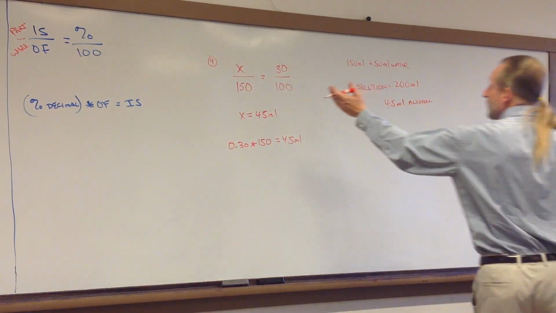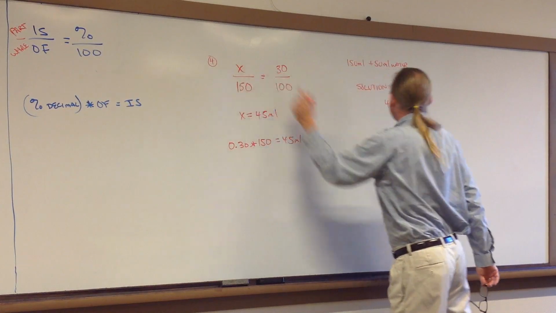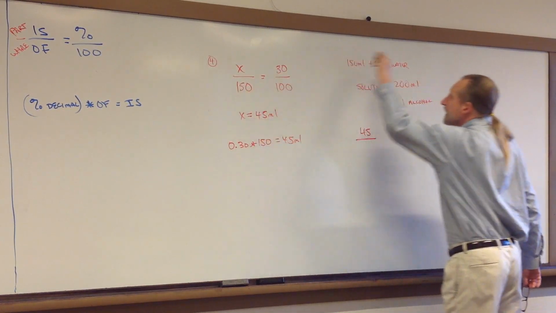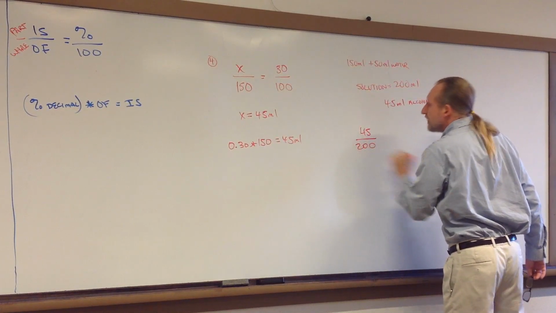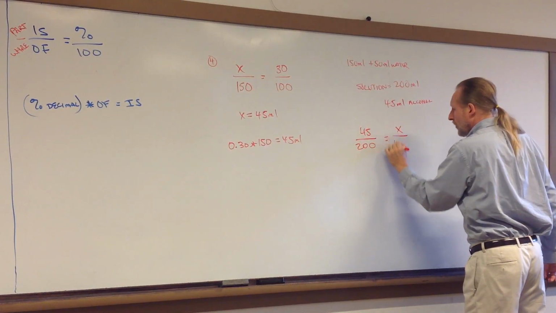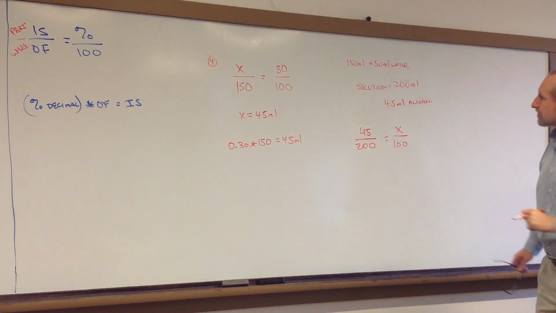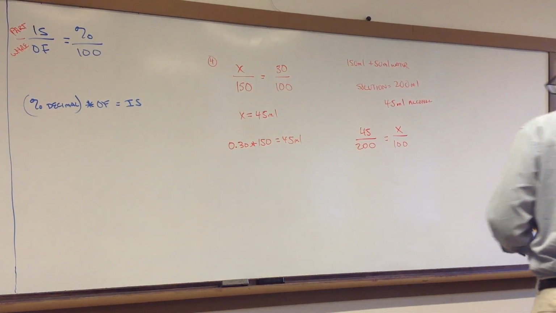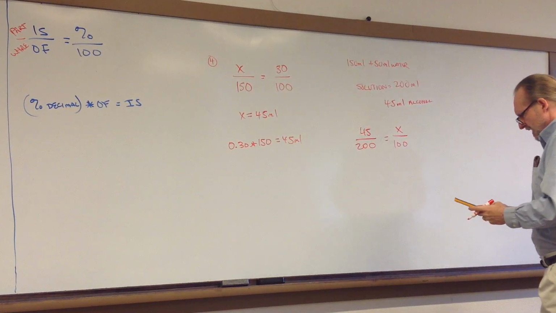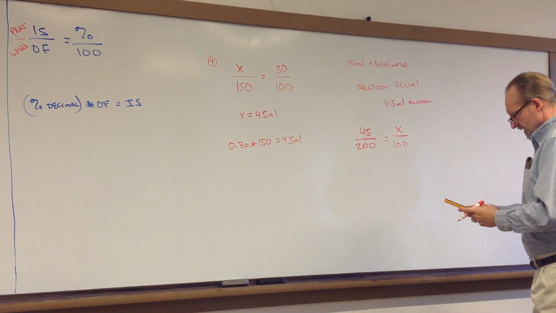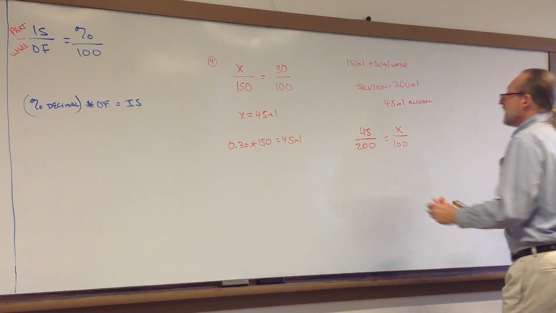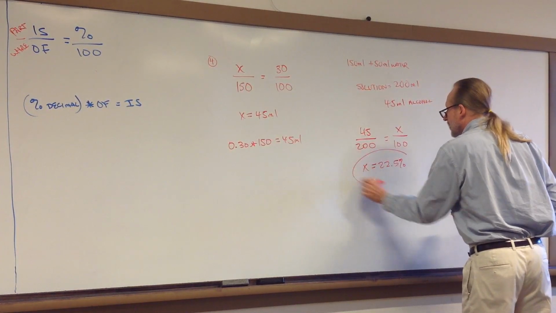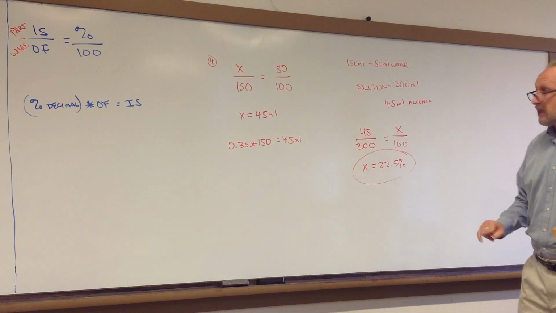Well, now we're looking for the percentage. We know the part is still 45. The whole has changed from 150 to 200. And we're looking for the percentage. So there's the setup for that problem. We would say 45 times 100 and then divided by 200. And that tells us the solution would decrease to a 22.5% concentration.